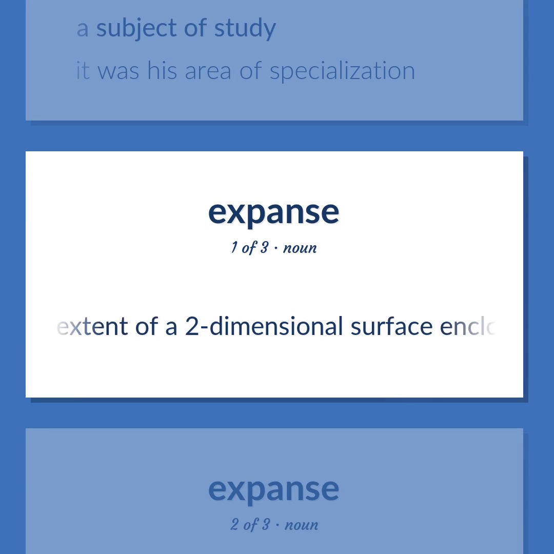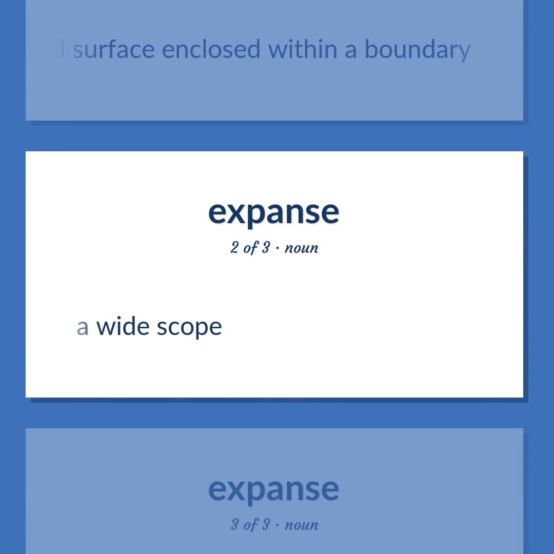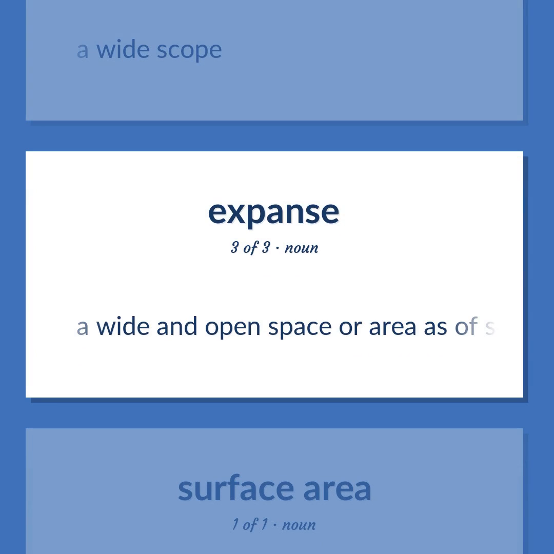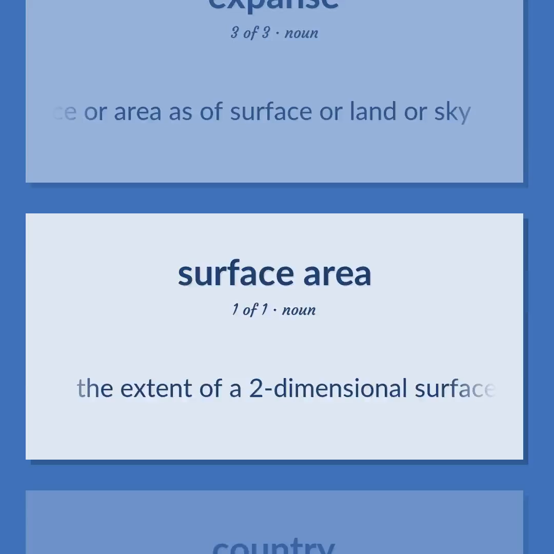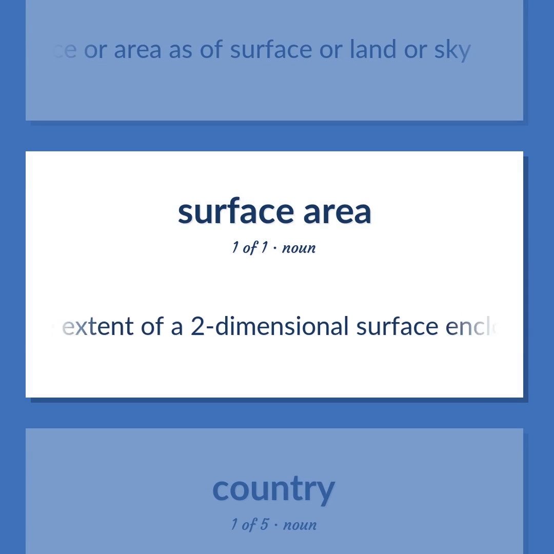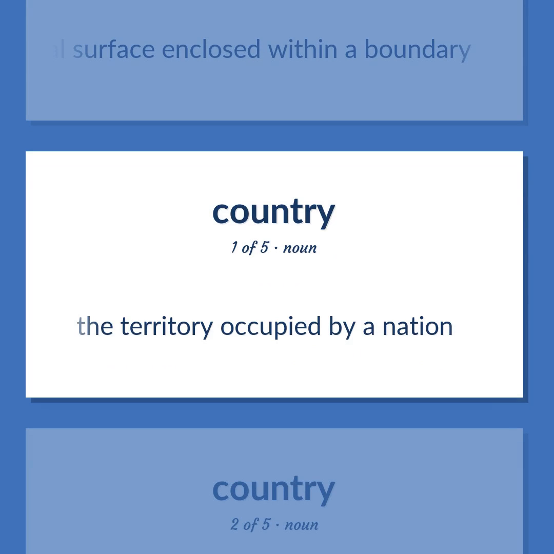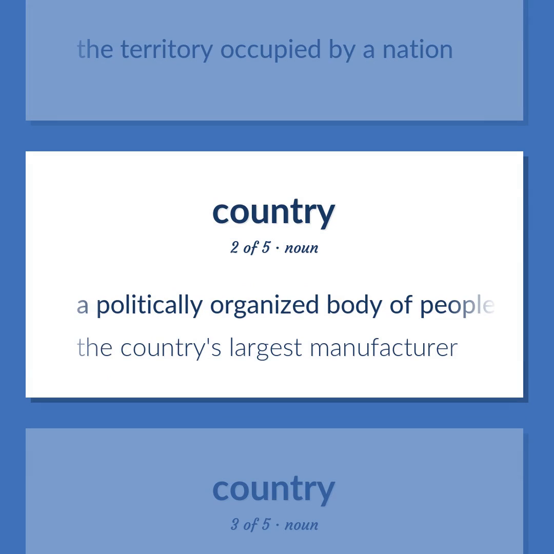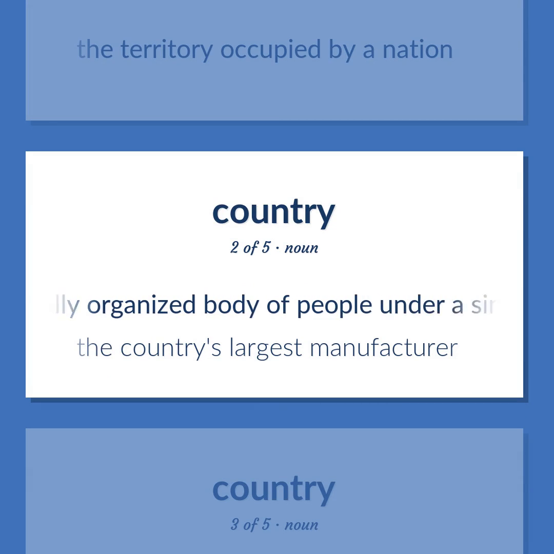The extent of a two-dimensional surface enclosed within a boundary. A wide scope. A wide and open space or area as of surface or land or sky. The extent of a two-dimensional surface enclosed within a boundary. The territory occupied by a nation. A politically organized body of people under a single government. The country's largest manufacturer.